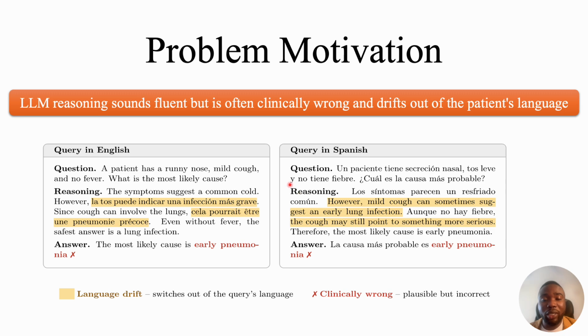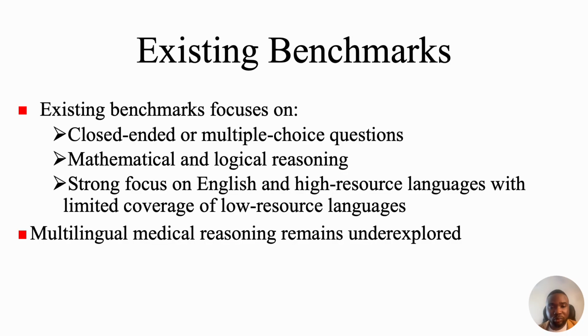Also, the question is in Spanish, but as the model begins to respond to the query, mid-reasoning, the model switches to English. Assuming the user cannot read English, the user is not going to benefit, and the final answer, which mostly faces the user, is also mixed with English and Spanish. It is clinically wrong and there's language drifting as well. This is a problem that our research aims to solve, and this is our main motivation.